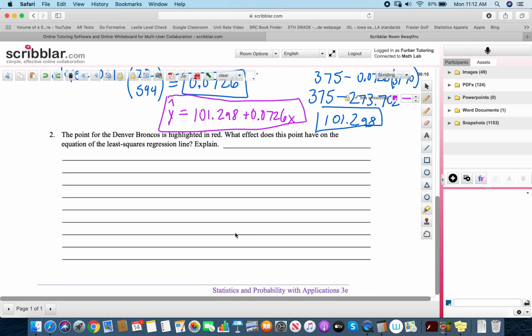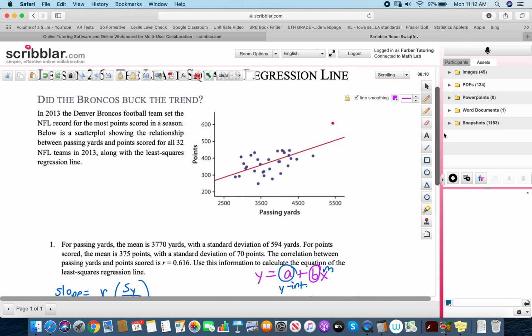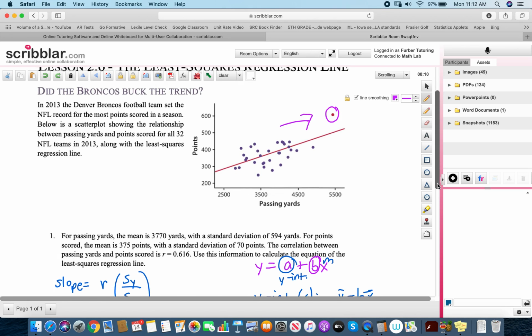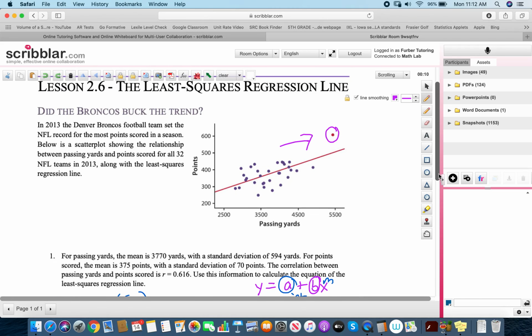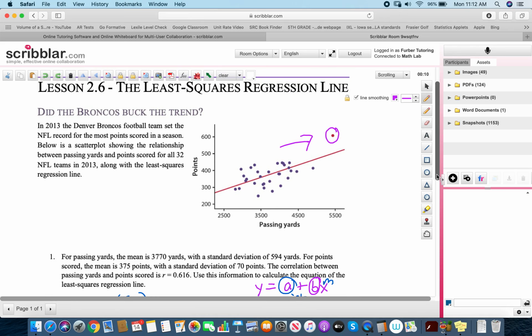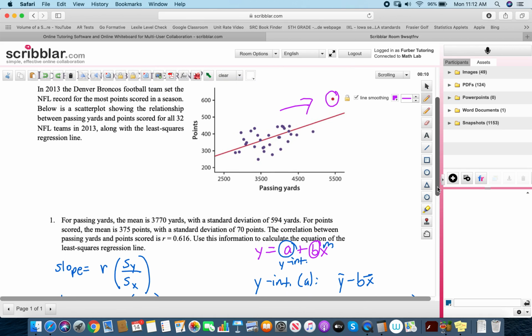And so the next part says the point for the Denver Broncos is highlighted in red. What effect does this point have on the equation of the least squares regression line? So you can see right here on the graph that it is above the least squares regression line and also pretty far away from the mean of the passing yards, right? And we talked about how in the little activity that we did with playing around with correlation and regression, we found out that the further away the x value is, the more likely it's going to affect the slope of the line. So the question is, how would this affect the slope?